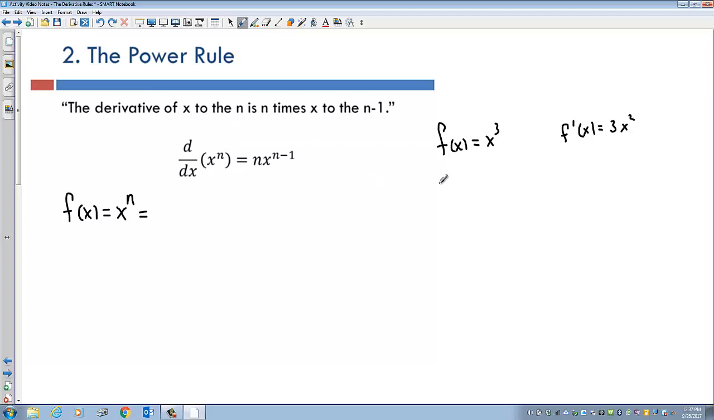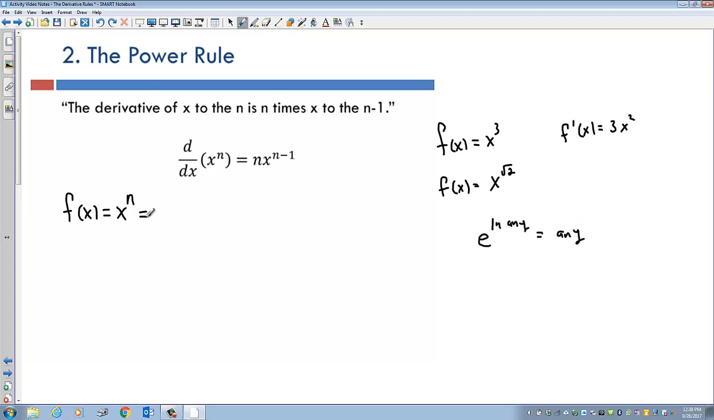So if the number is not nice, so suppose you had something like f of x equal to x to the square root of 2. Then when you try to run the definition through that, it really doesn't work very well. In fact, there's no way to actually show this without using e's and ln's in a sense. So what we do is we can convert this to e's and ln's. And so remember, e to the ln of anything is the anything. They're just inverses of each other.